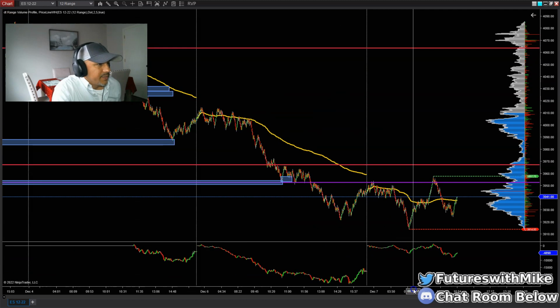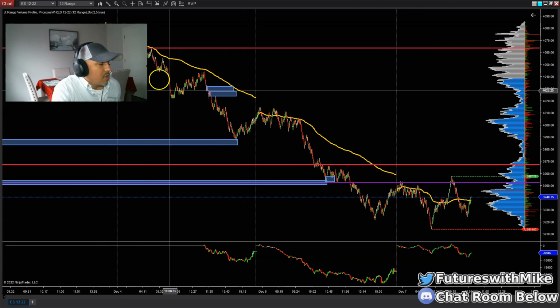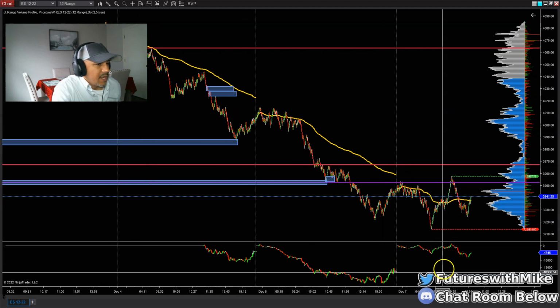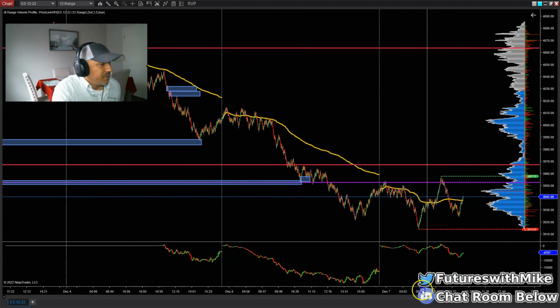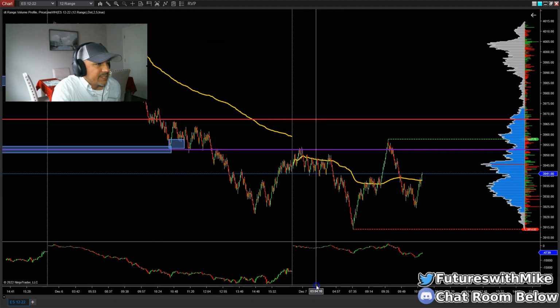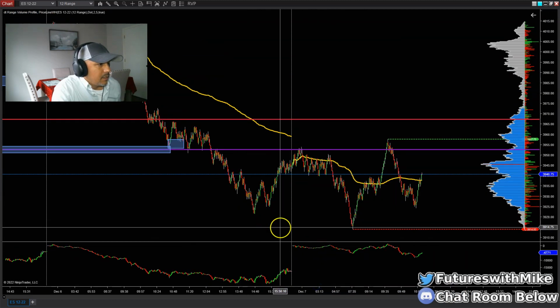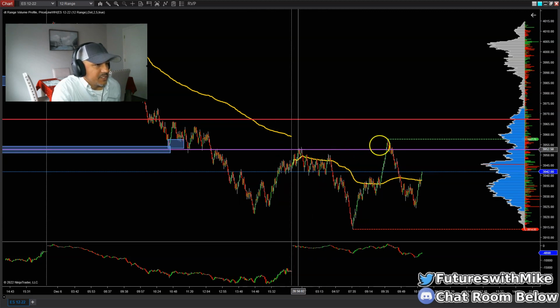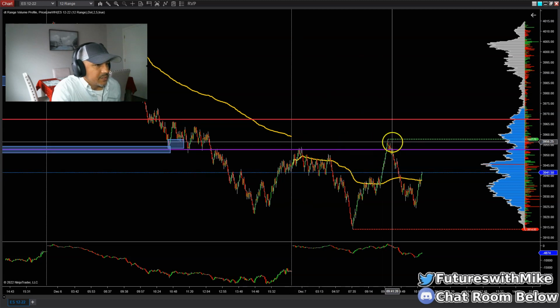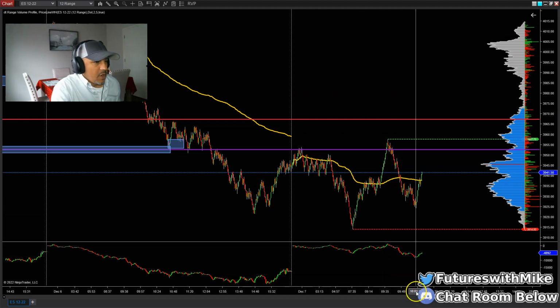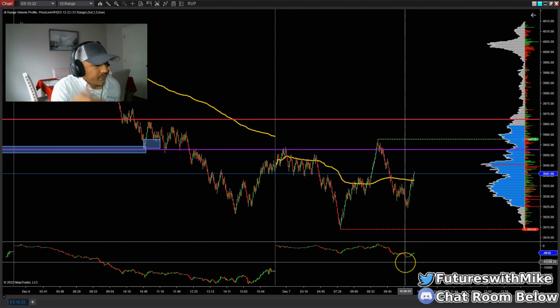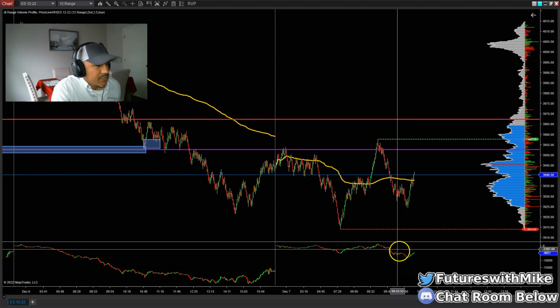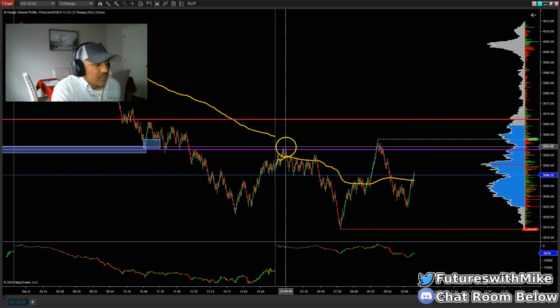If you look at structure though, this is off the 12 range chart. We've been making lower lows and lower highs the last few days. My bias at this point, to be honest with you, we did break structure right here this morning, at the tops right here. So off the 12 range chart, you can possibly look for some long entries, but only because of the fact we broke structure here.